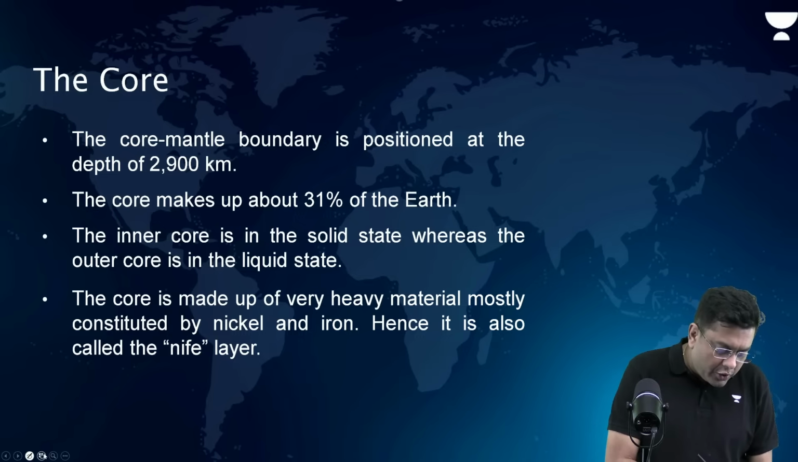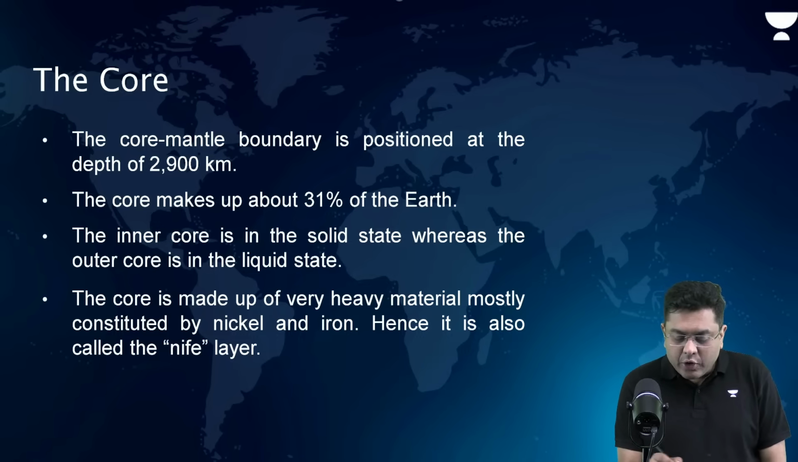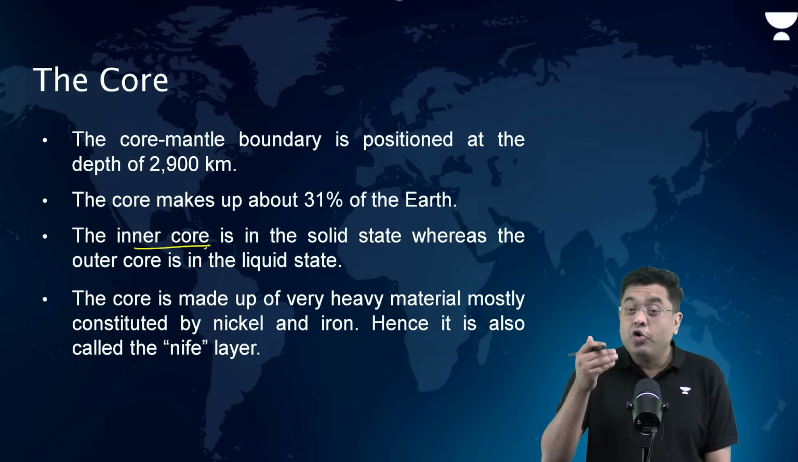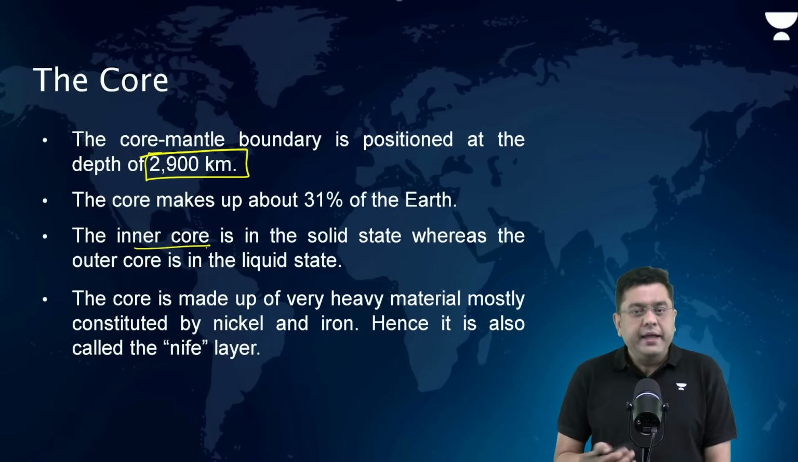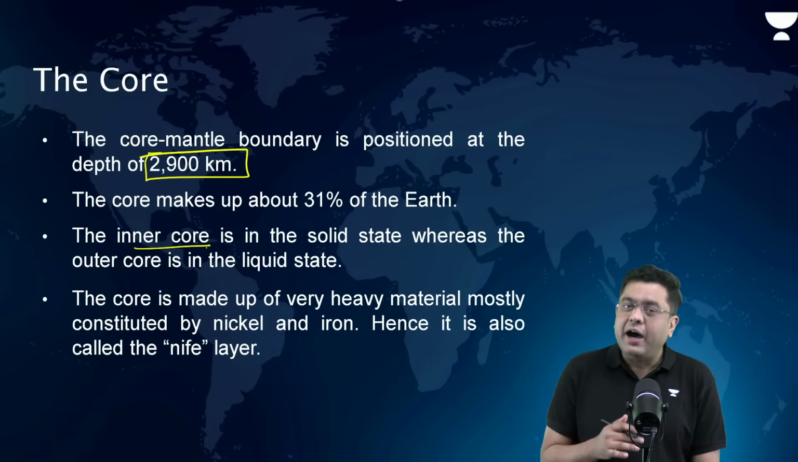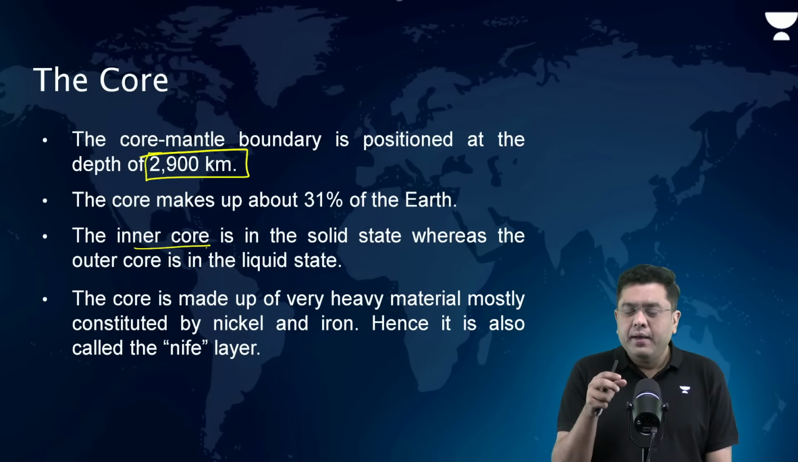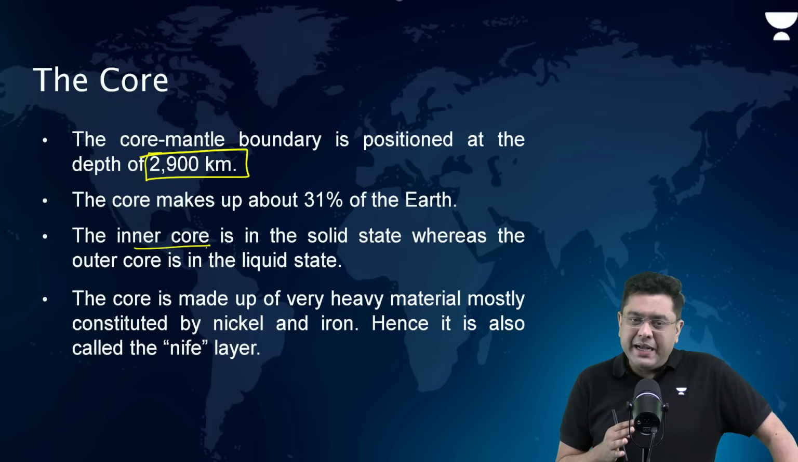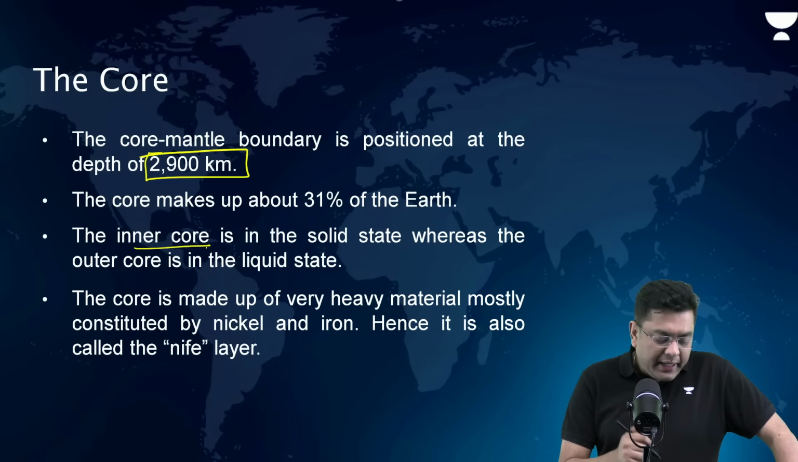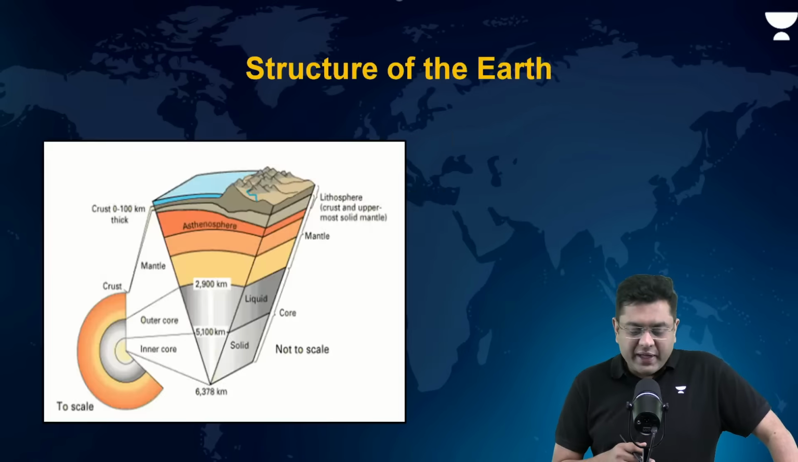Then we come to the portion of the core, the innermost portion. So here, inner core is in the solid state. The core starts at a depth of 2,900 kilometers. Inner core is in a solid state, whereas the outer core is in a liquid state. Why? Because the pressure from the outside is so very high, it is unable to melt. Now, core is made up of very heavy material, mostly constituted by nickel and iron, and that is why it is also referred to as the Nife layer.